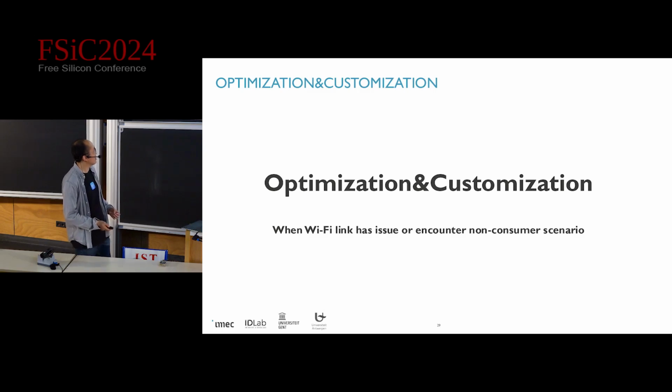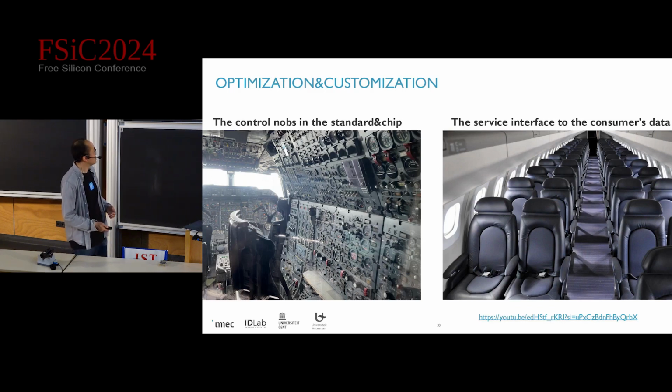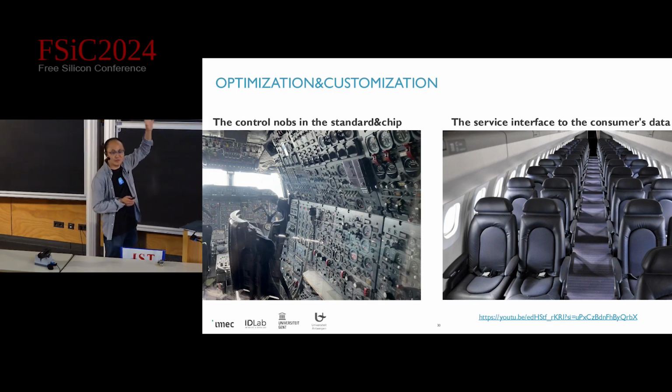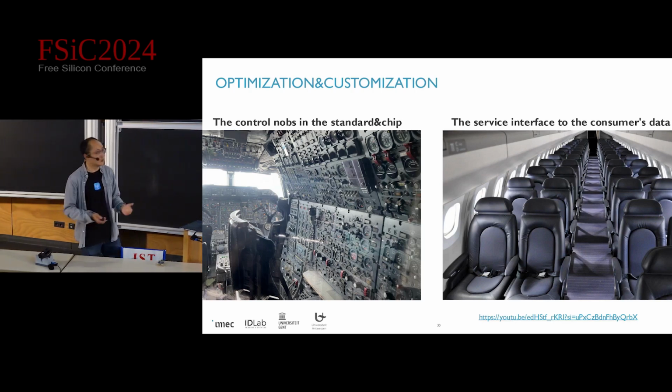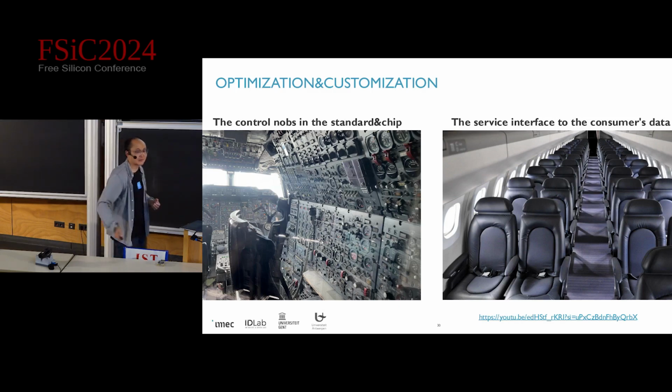Next, I will talk about how an open Wi-Fi chip could help the optimization or customization of the communication link. So here is an example. Nowadays in the Wi-Fi chip, or in the standard, many configurable options or knobs have already been defined, like in the photo I took on the left. Like the cockpit in an airplane, there are many knobs. But as a user, the only thing you can do is take a seat on the right.